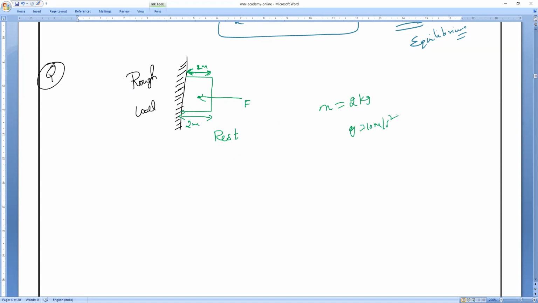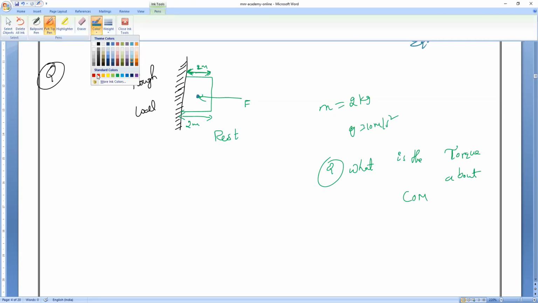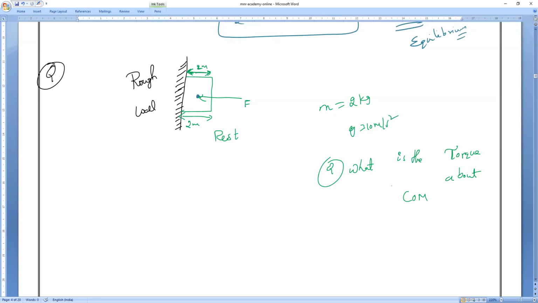Now the mass of this body is 2 kg, and the g value is 10 meter per second square. The question is, what is the torque about... be very careful, you should understand the question very carefully. What is the torque about the center of mass? Which is the center of mass? This is the center of mass. Do you understand? Please respond. The center of mass is exactly at the center because it's a uniform object.